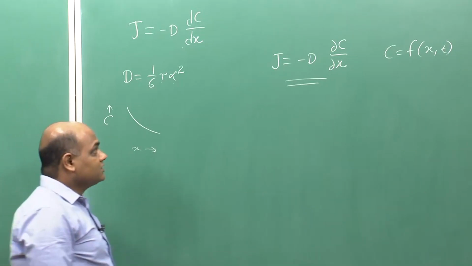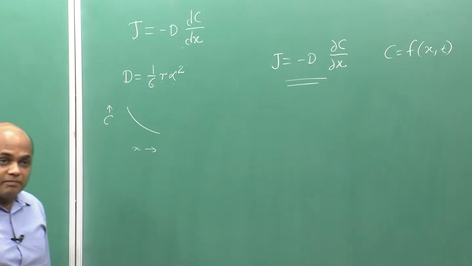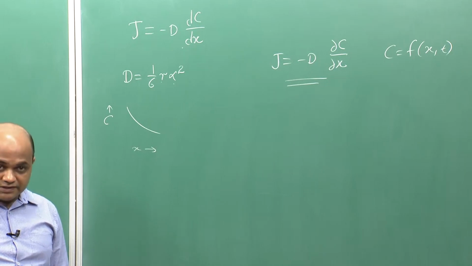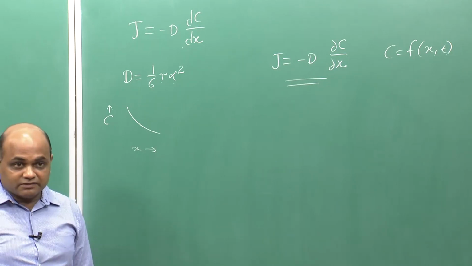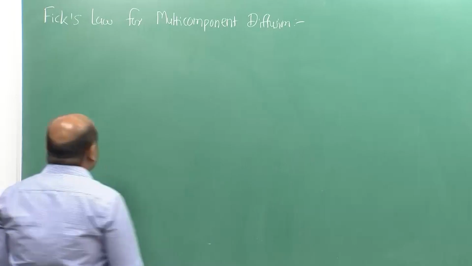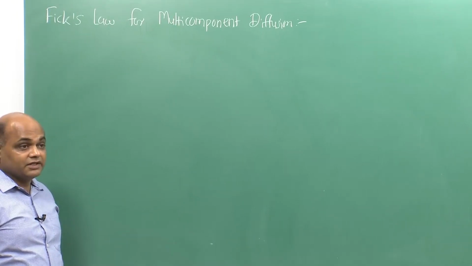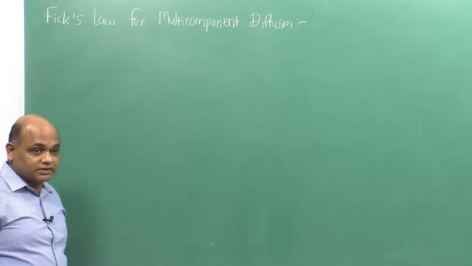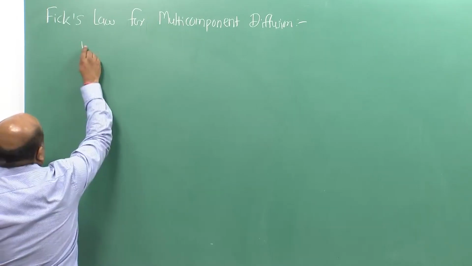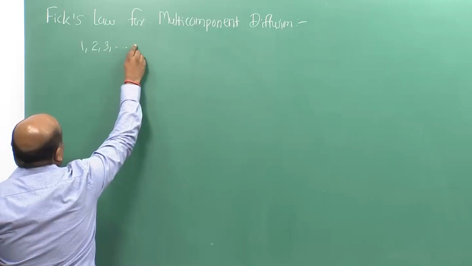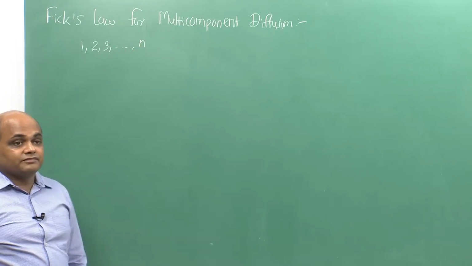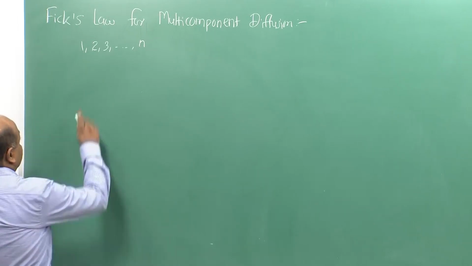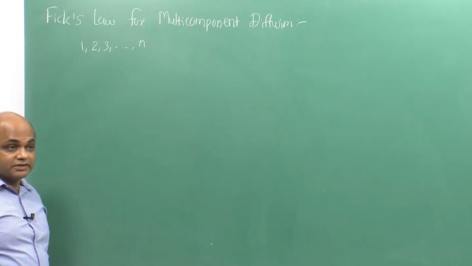In fact, this is valid only for binary systems, diffusion of one component into the other. If we have a multi-component system, then we need to modify this expression, right. So let us look at Fick's law as applied to multi-component diffusion. A multi-component system means it has typically 3 or more components. So if we consider n component systems, let us say components 1, 2, 3 up to n, then we use Onsager's formalism and extend Fick's law using Onsager's formalism, right.